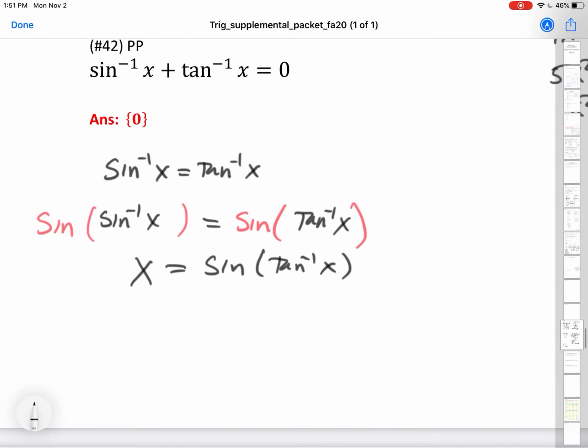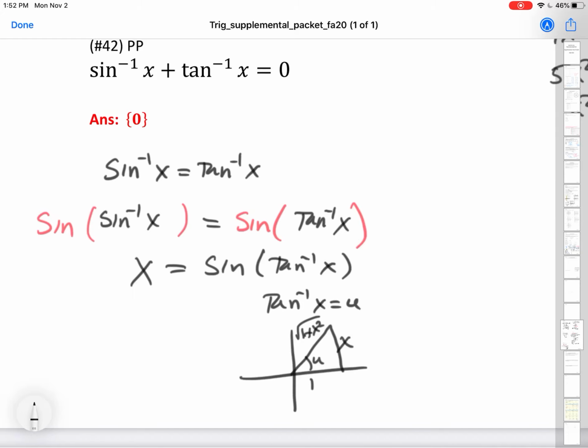So we need to figure out what tan inverse of x is. So let's let tan inverse of x equal u. Now we don't need to find out what it is. We need to get a graphical representation. So here's u, and the tangent is opposite over adjacent. And so if we did the Pythagorean theorem, that would be the square root of 1 squared plus x squared. And so we get a 1 plus x squared in there.